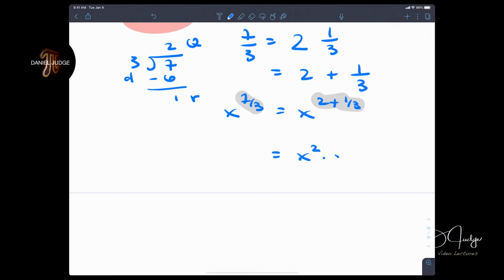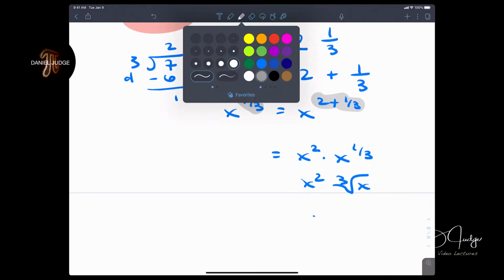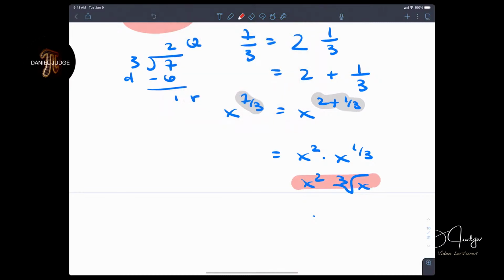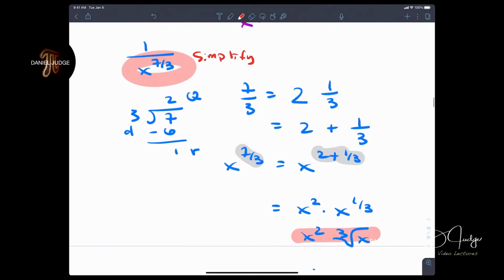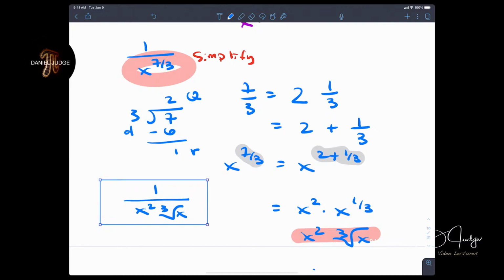X squared, x to the 1/3, it is x squared, cube root of x. Now that's not the final answer. So remember, this is the simplified radical. That's in the denominator position. So your final answer is going to be 1 over x squared cube root of x. Here you go.